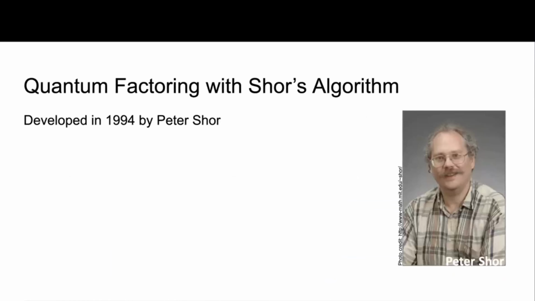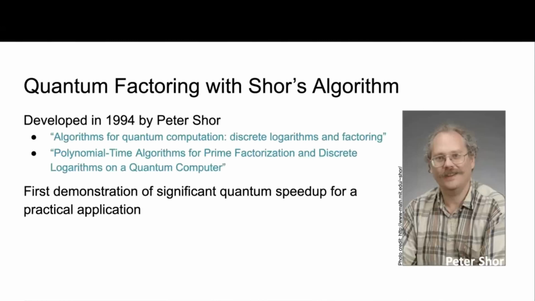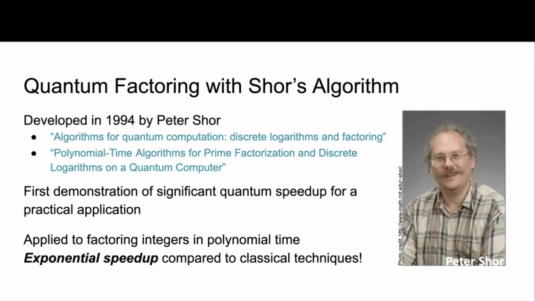Quantum factoring, Shor's algorithm, was developed in 1994 by Peter Shor. It was the first demonstration of a significant quantum speedup for a practical application, and it's applied to factoring integers in polynomial time. This provides an exponential speedup as compared to the best classical techniques with respect to time.